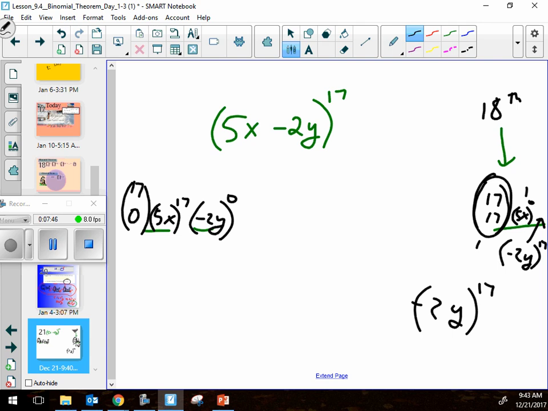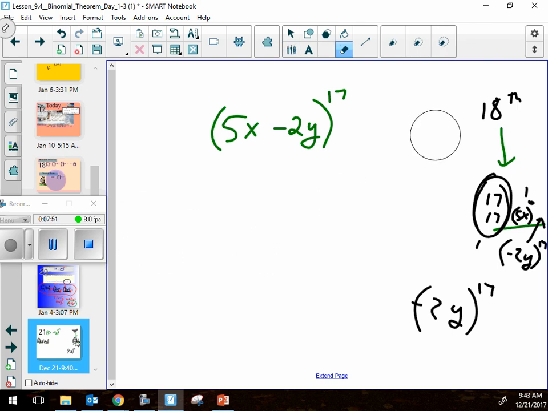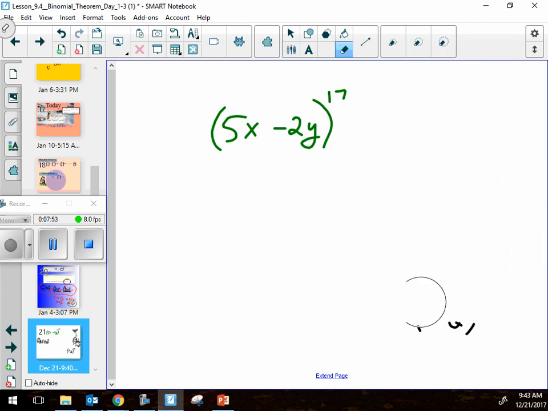Here's another question along the same lines with this same problem. Would you tell me the term that has y to the 16th in it?